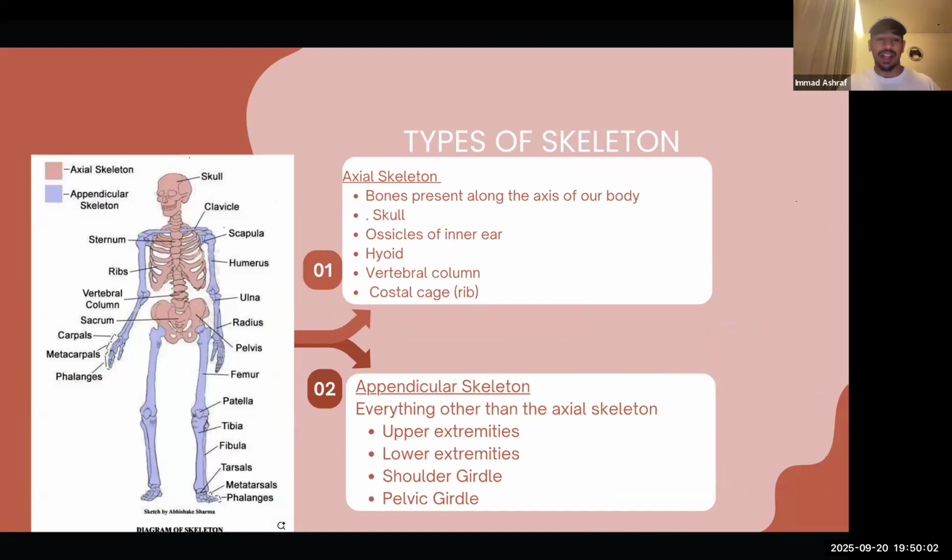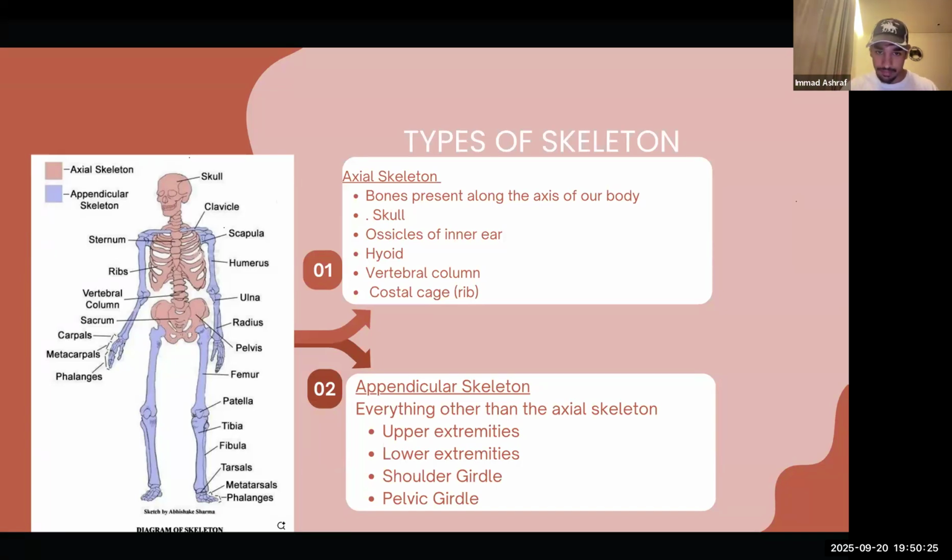So you can think about the types of skeleton, right? Basically, we have 2 types of skeletons. We have an axial skeleton and an appendicular skeleton. And this picture is amazing. Everything in pink is your axial skeleton, and everything in purple is your appendicular skeleton. Your axial skeleton is what forms the axis of your body, right? You're standing upright. What's forming the axis?